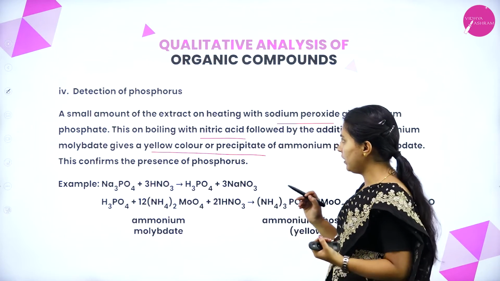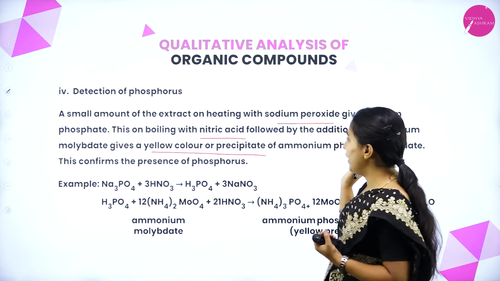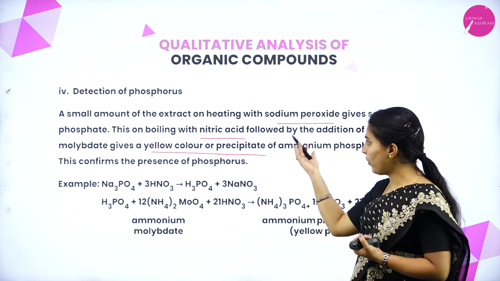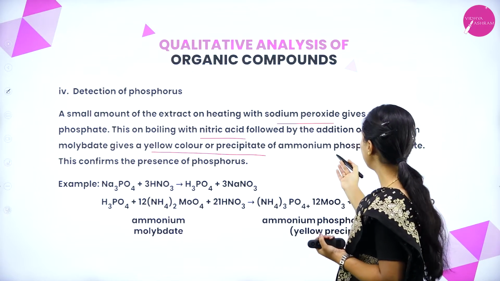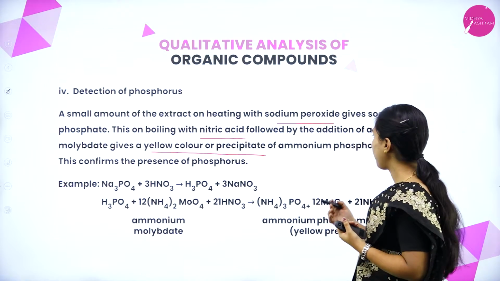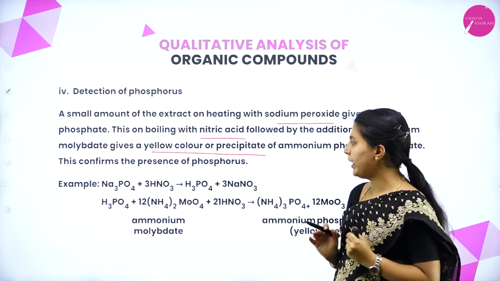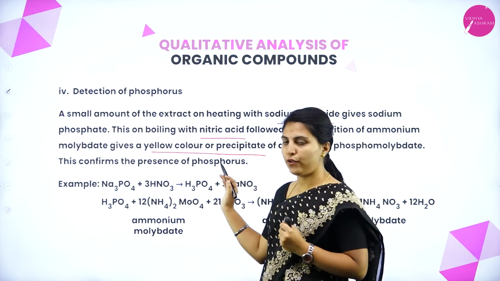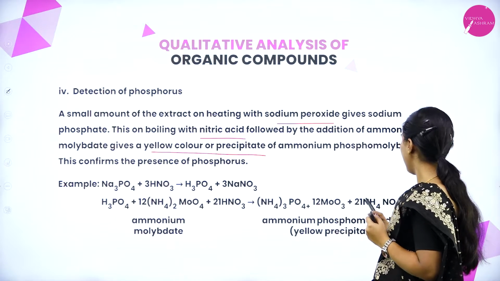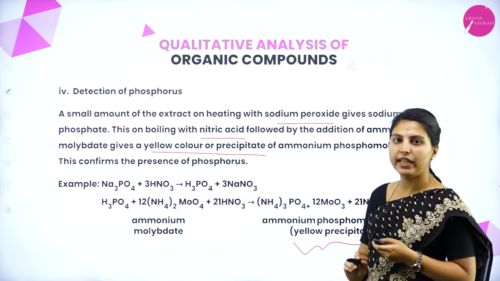Whatever extract is present, on heating it with sodium peroxide, it will give sodium phosphate. Boiling this sodium phosphate with nitric acid and adding ammonium molybdate gives a yellow color or yellow precipitate of ammonium phosphomolybdate. That yellow precipitate confirms the presence of phosphorus. This is ammonium molybdate and it will form ammonium phosphomolybdate, which is a deep yellow precipitate.